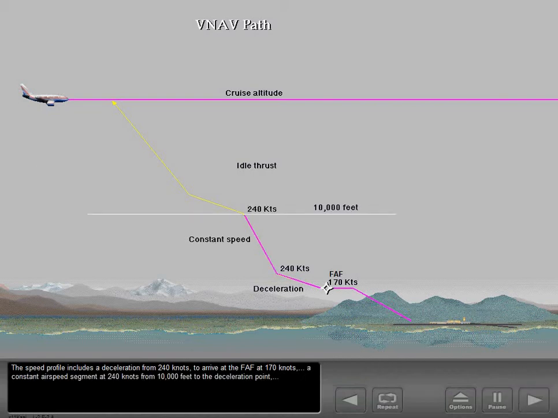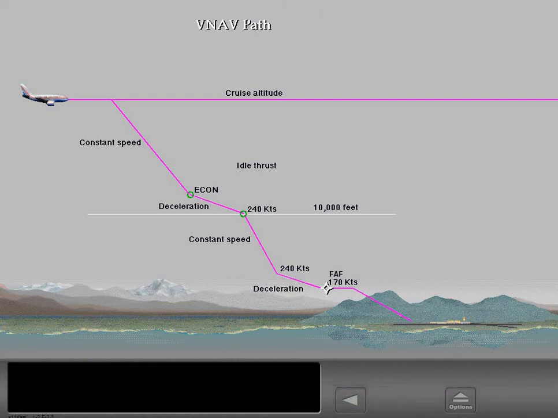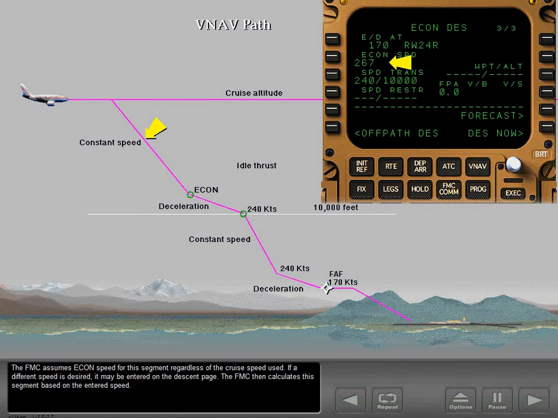A constant airspeed segment at 240 knots from 10,000 feet to the deceleration point. Another deceleration, this time from economy speed to arrive at 10,000 feet at 240 knots. And another constant airspeed segment at economy speed from cruise altitude. The FMC assumes economy speed for this segment regardless of the cruise speed used.